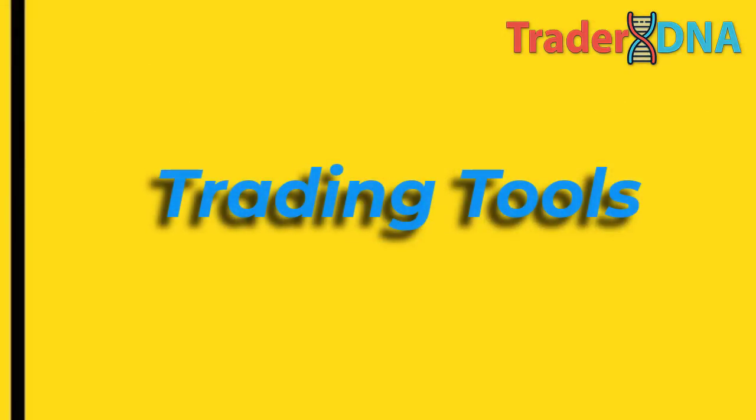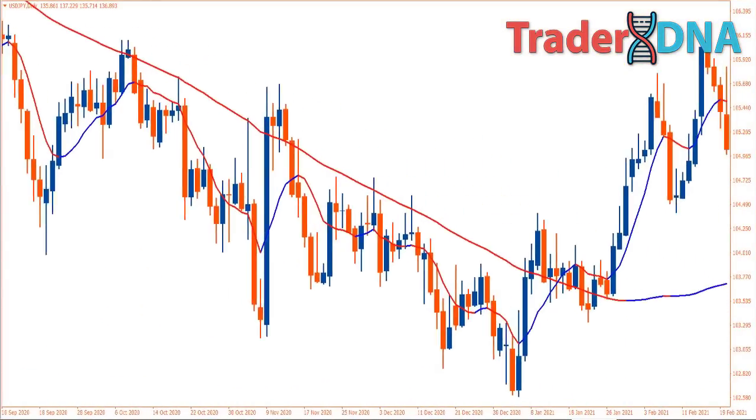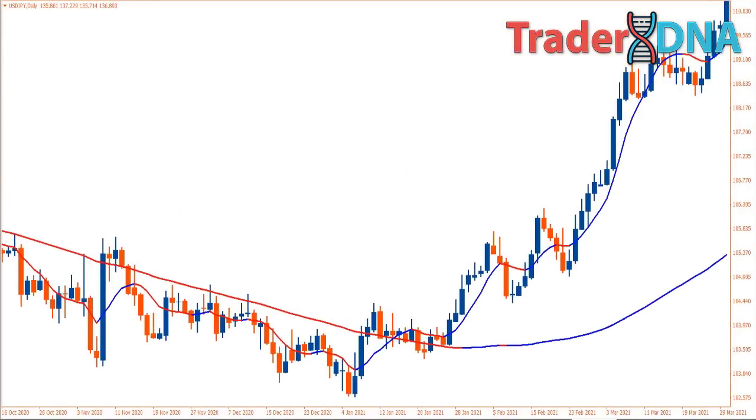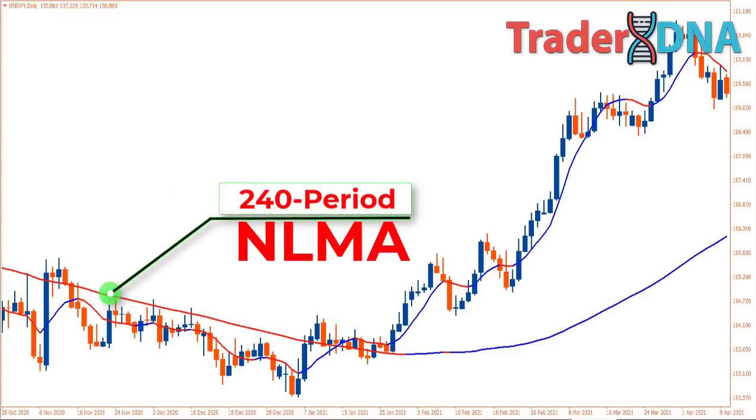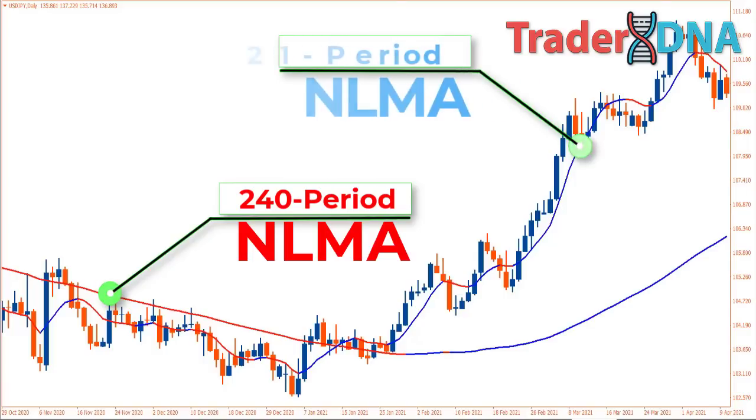Trading tools. First, a 240-period non-lagging moving average, or NLMA, for highlighting the macro direction. Second, a 21-period non-lagging moving average, or NLMA, for clarifying price waves with its slope.